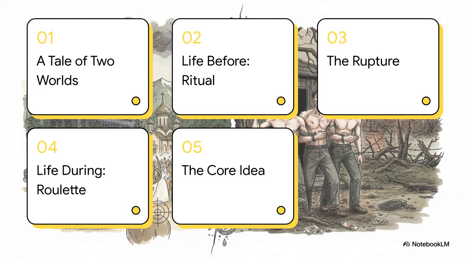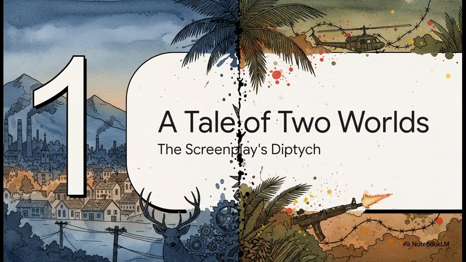All right, so to really get the genius of this script, we're going to break it down into 5 key parts. We'll look at life before the war, then this massive rupture, what life was like during, and the core idea that holds the whole thing together. It's really a story about the violent collision of two totally separate realities. Okay, first up, A Tale of Two Worlds.